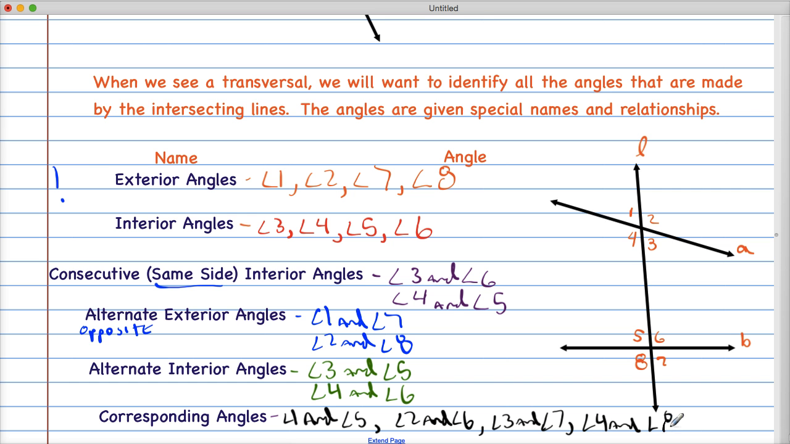All right, so we're going to do some more practice problems in class with these tomorrow, where you're going to see transversals and some different lines that are intersected, and you'll have to identify which ones are consecutive interior or alternate exterior and that sort of thing. So review this, bring these notes with you to class tomorrow, and we'll do some practice problems then.